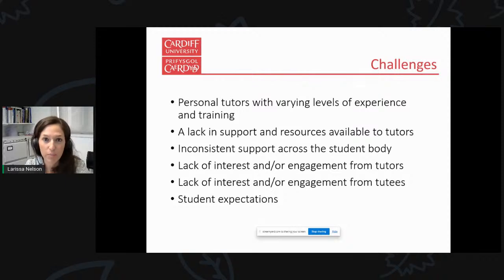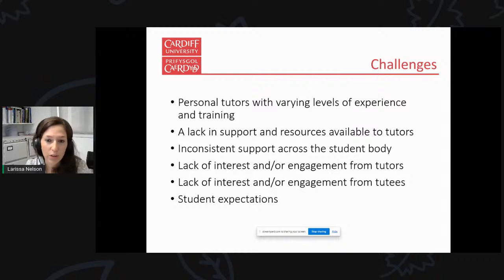So for example, some personal tutors might have been quite experienced, but not particularly engaged. So they just did their own thing. Or we had new members of staff who'd never been personal tutors before and just didn't know what to say. So that was an issue. There was also a lack in support and resources available to tutors. So again, they were just expected to know things, but weren't necessarily given all the help and training that was required of them to be able to deal with the student questions.